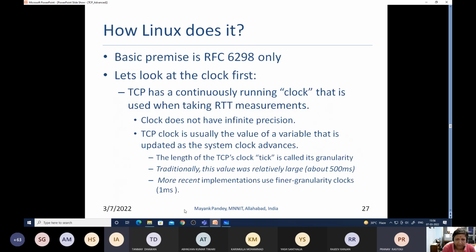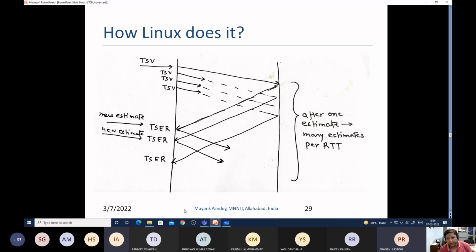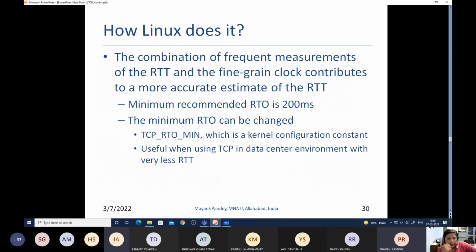But if you talk about nowadays, after one estimate is there, you may find many estimates, one per RTT, and you keep on having a fine control over the RTT value. The combination of frequent measurements of RTT and the fine grain clock contributes to a more accurate estimate of RTT.